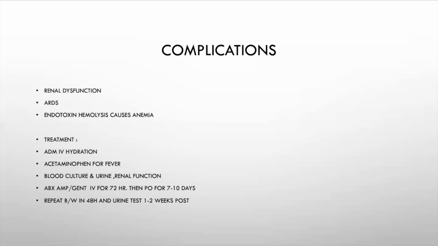Treatment: usually you need to admit the patient for IV hydration and acetaminophen for treating the fever. You need to do blood cultures, urine, and renal function. You can treat with ampicillin and gentamicin IV for 72 hours, and then you can switch the patient to oral for 7 to 10 days. Repeat blood work in 48 hours and urine test 1 to 2 weeks post-treatment to make sure that the patient is cleared.